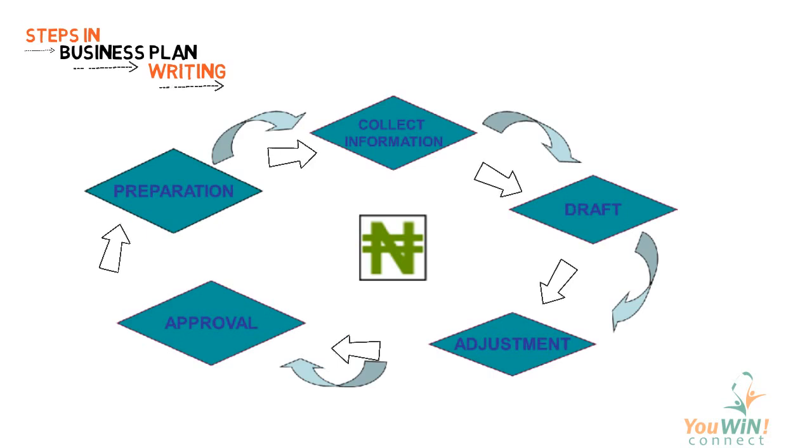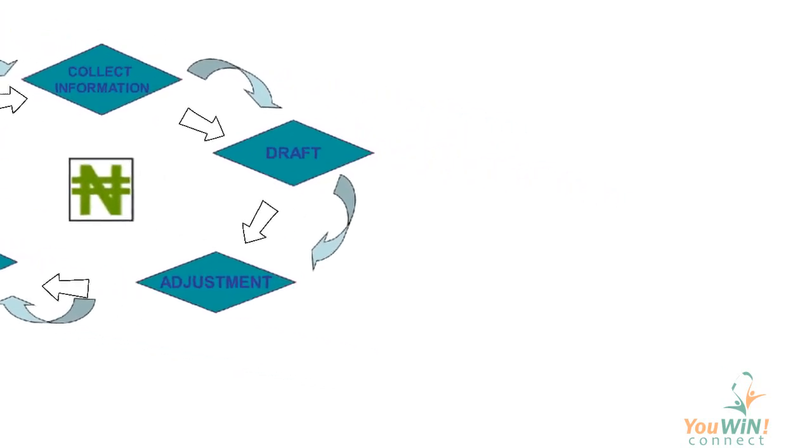Step 5, approval. A business plan writer will complete the plan and then submit it to the company's management for approval. The business plan writing process is completed when management accepts its quality and agrees to it.